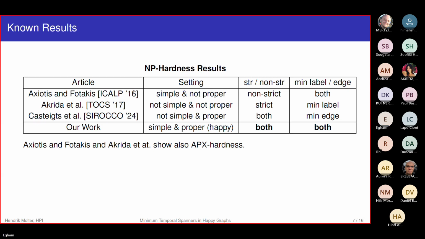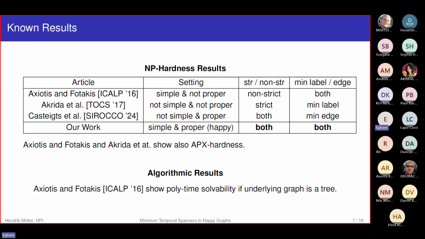And then a little bit more recently, there is a paper by Castells and others that shows that the not simple but proper case, for both versions of connectivity, is hard. Because the graphs are proper, the minimum edge version of the problem is NP-hard. And the main result in our work is that we show that computing minimum spanners is NP-hard on happy graphs, which combines essentially all of the previous results, at least if we are only interested in NP-hardness.